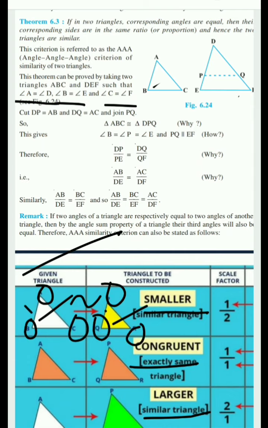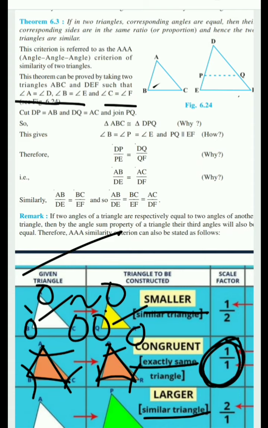That's why these triangles are similar. But in congruency, the triangles will be exactly the same. All their angles are the same as well as their sides. That's why their ratio is 1:1. And here we are talking about a larger triangle, meaning one is smaller and the second one is larger.